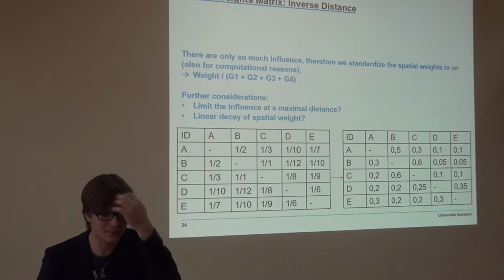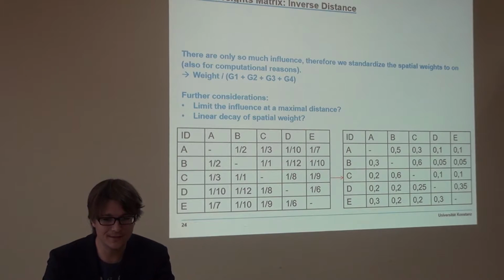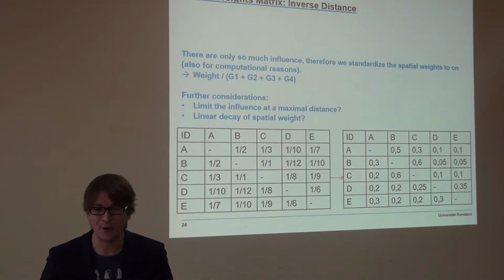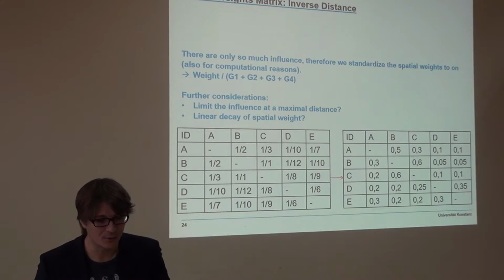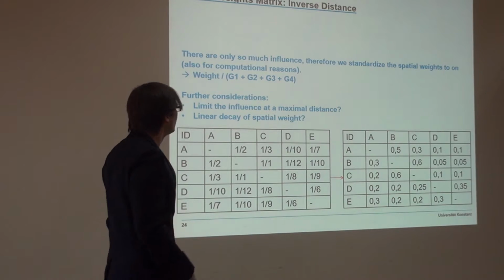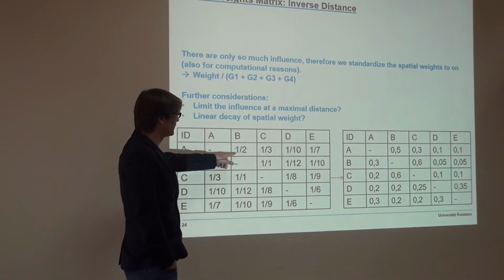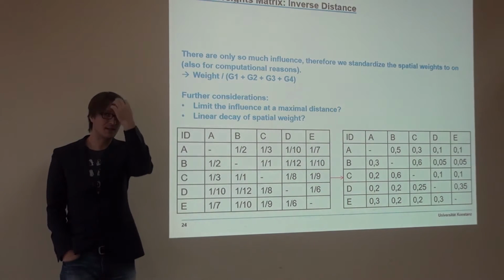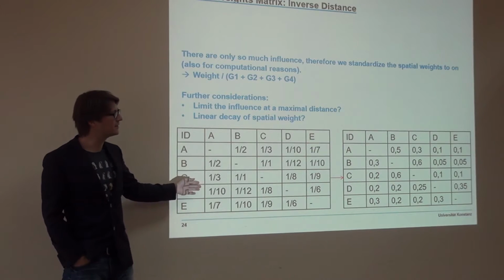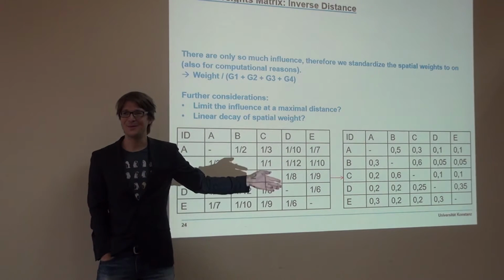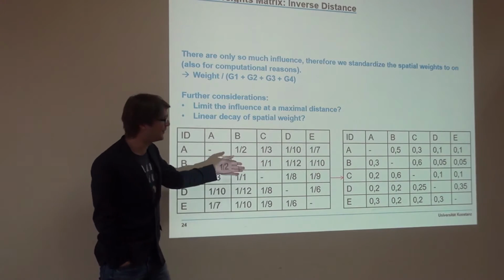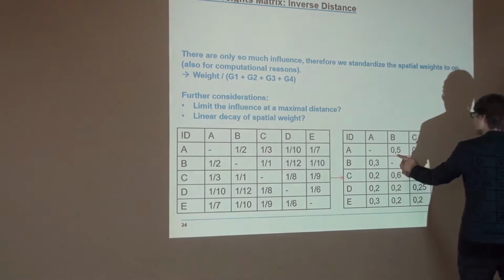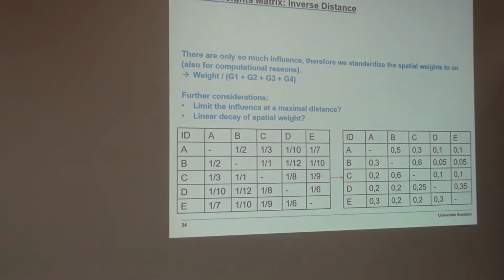Yeah, this is what I told you. There is only so much influence. Therefore, we standardize the spatial weights to 1, and we do it also for computation reasons. So 1/2, 1/3, 1/10, 1/7, and so on is a non-standardized spatial weights matrix, and in the next step we have to standardize it to 1, so that all the weights in all the rows add to 1.